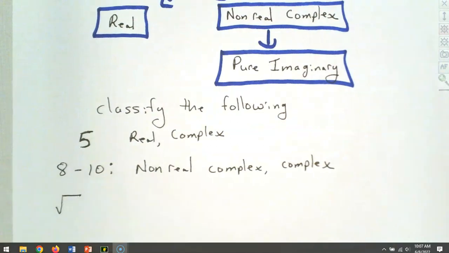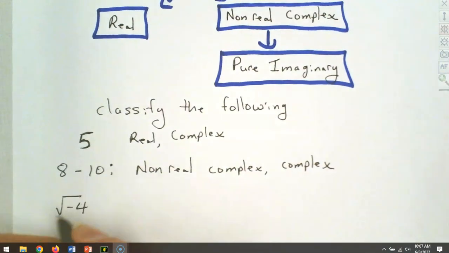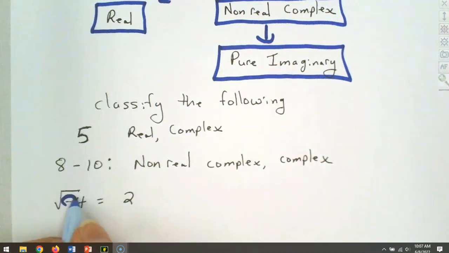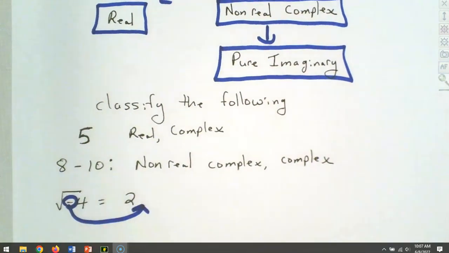If it has a square root, you may have to break it up. So let's look at the square root of a negative 4. Okay. Where's the negative located at? Inside. What's the square root of 4? 2. What comes along with it? The i. So that would be 2i.